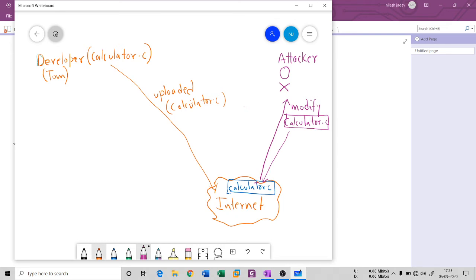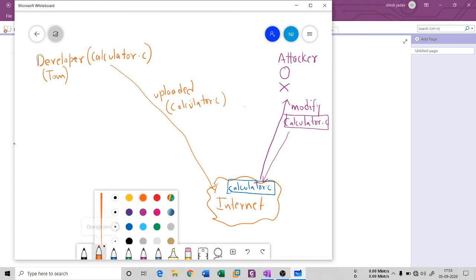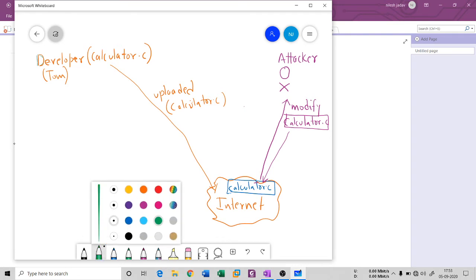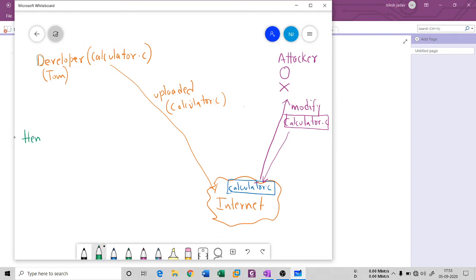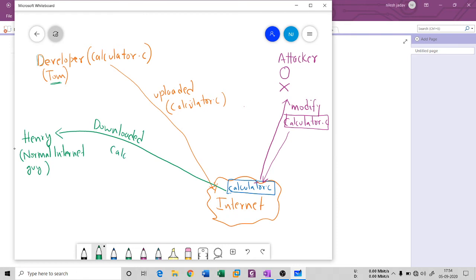Now a normal user will come. Here a normal user, Henry, will come. Henry is a normal user, a normal internet guy. What is he going to do? He needs this calculator.c, by the way. So he will download this calculator.c, the same program. He thinks that it has been developed by this famous developer Tom. Okay, so this is downloaded. I hope you are getting the aspects here. He just downloads this calculator.c.